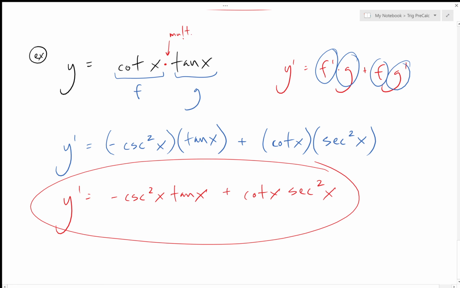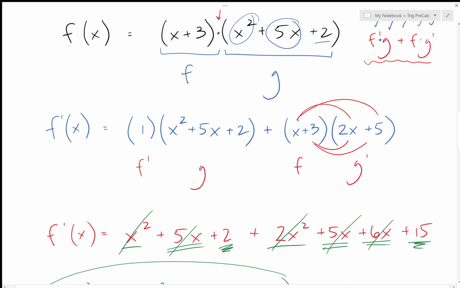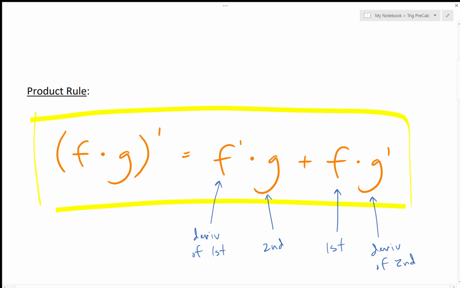Alright, so we're mixing and matching some derivative rules. We've got polynomials, we've got trig functions, but we're still going back to our original derivative rules with the addition of this product rule here. Remember, f prime times g plus f times g prime.